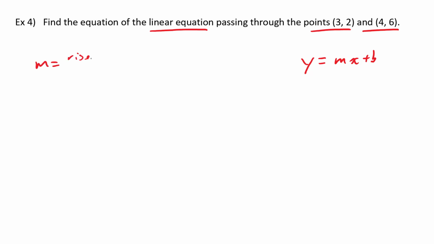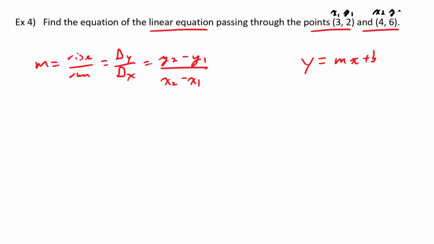Slope is rise over run, which is equal to change in y over change in x, which is y2 minus y1 over x2 minus x1. Let's label these. I'll label this x1, y1, and this x2, y2. Once again, it doesn't matter which one I choose as point 1 and point 2, as long as you keep those numbers as an ordered pair, you'll get the same answer.